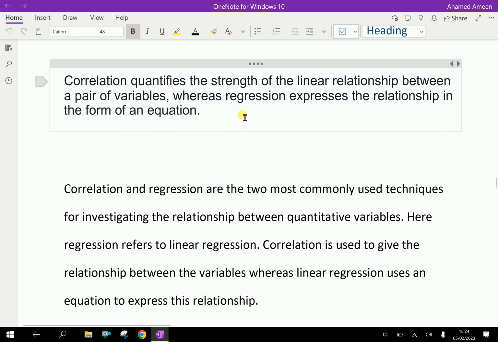In statistics, let us discuss correlation and regression, some introduction. Correlation quantifies the strength of the linear relationship between a pair of variables, whereas regression expresses the relationship in the form of an equation.